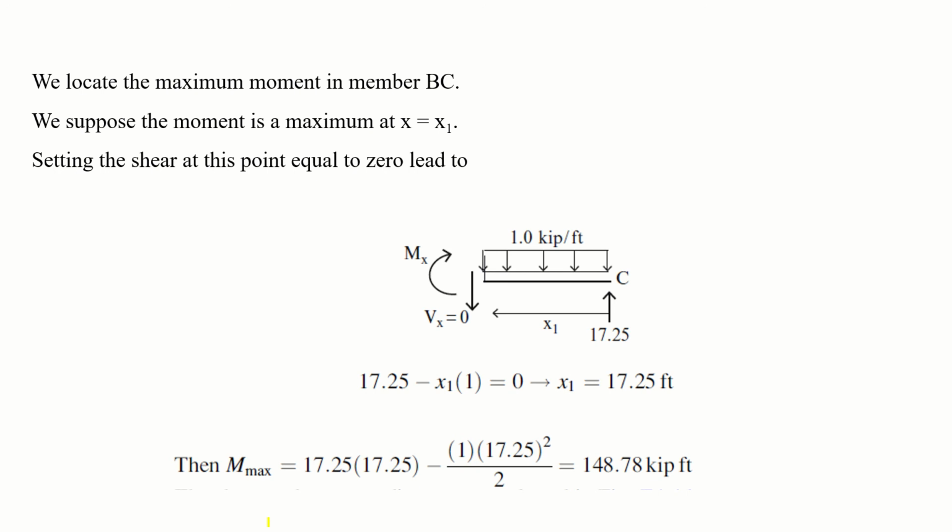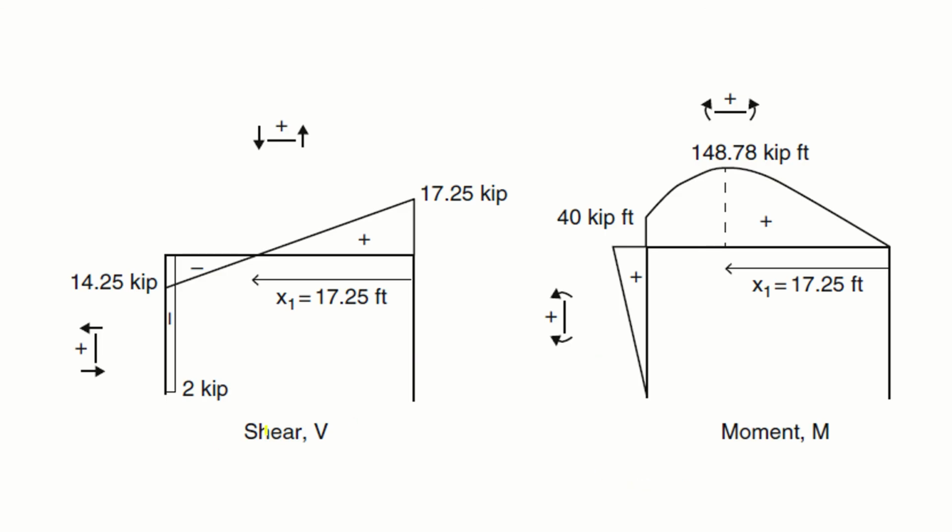Again, we locate the maximum moment in the member just like the previous case, and we have to find x1 where the shear force is 0. So this time this is 17.25 feet. So the maximum moment at 17.25 feet is 148.78 kip-ft. So drawing the shear force and bending moment diagram starting from here, 17.25 going downward, here it is 0 at 17.25, and all the way to 14.25, which is registered here.